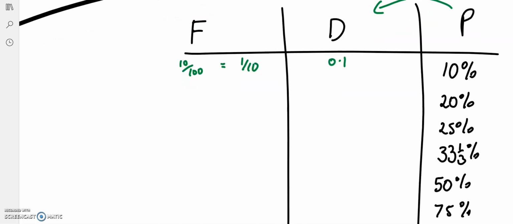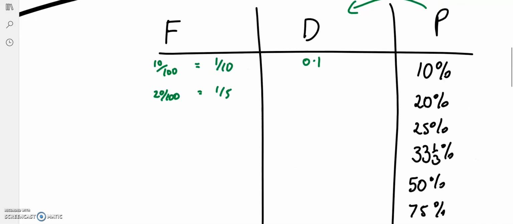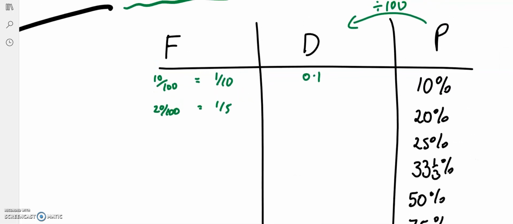Same idea with 20%. 20% is 20 out of 100. Both of those numbers are in the 20 times table. So if we ever wanted to figure out 20%, we could just find a fifth of a number. Once again, to go from a percentage to a decimal, we divide by 100. So we're going to have 0.2.